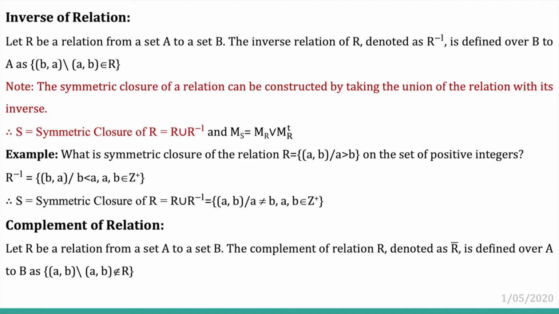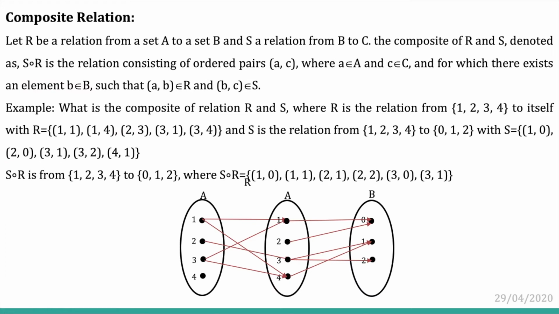Now let's see what the complement of a relation is. Let R again be a relation defined over a set A to B. Then the complement of a relation R is also defined over a set A to B, but it contains all the ordered pairs A, B that do not exist in R.